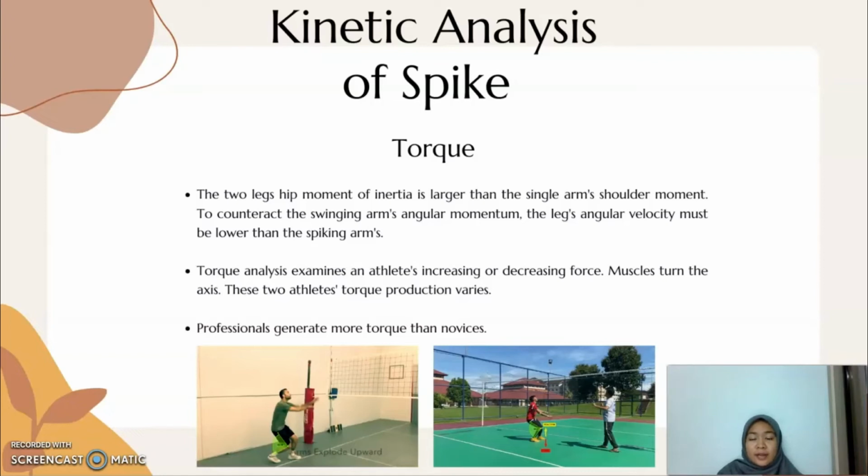Next, torque analysis examines an athlete's increasing or decreasing force. Muscles turn the axis, which means the muscles are responsible for the rotation of the axis. The torque production varies between the professional athlete and the novice athlete, and it's shown that the professional generates more torque than the novice athlete.